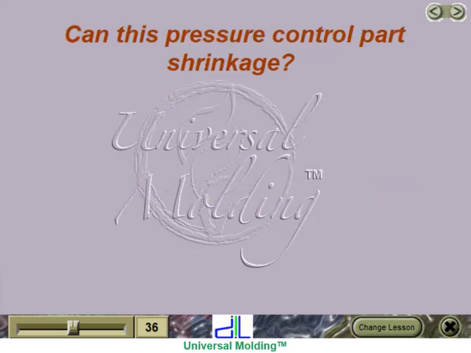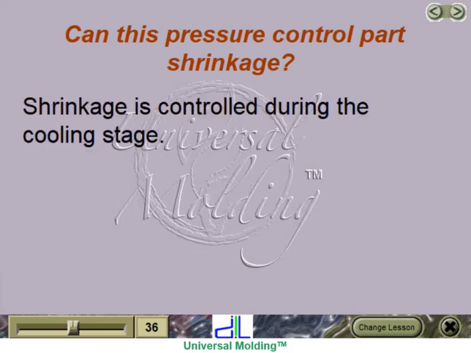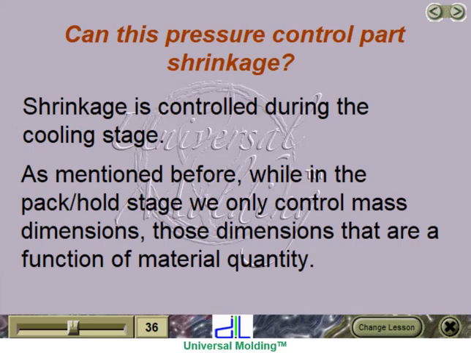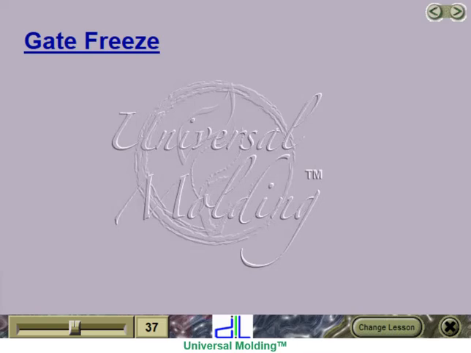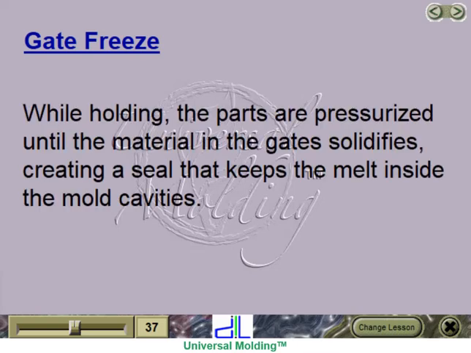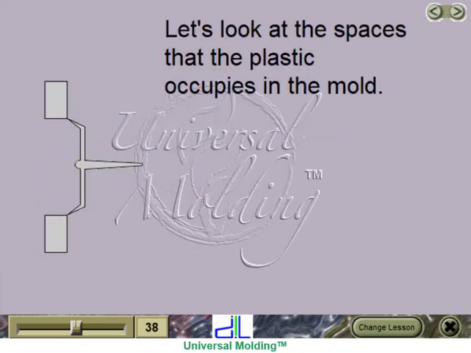Can this pressure control part shrinkage? Shrinkage is controlled during the cooling stage. As mentioned before, while in the pack hold stage, we only control mass dimensions, those dimensions that are a function of material quantity. Gate freeze. While holding, the parts are pressurized until the material in the gates solidifies, creating a seal that keeps the melt inside the mold cavities. Let's look at the spaces that the plastic occupies in the mold.